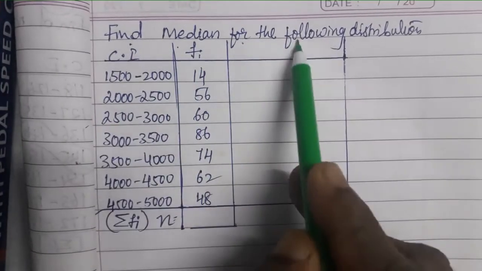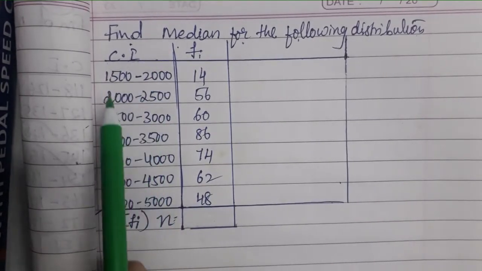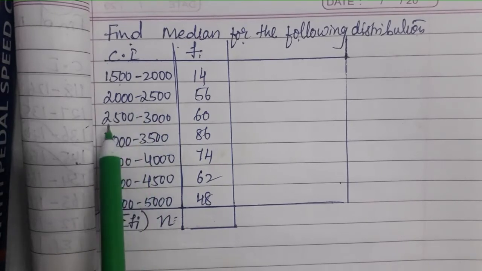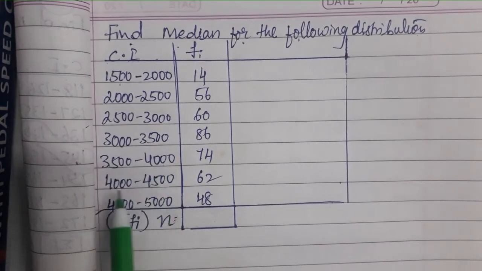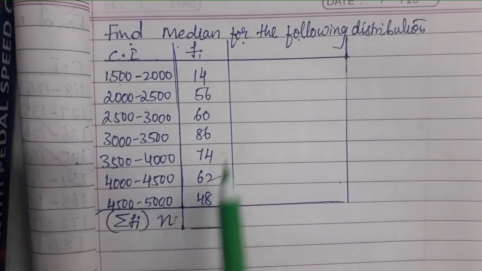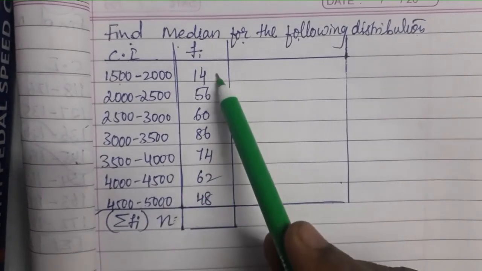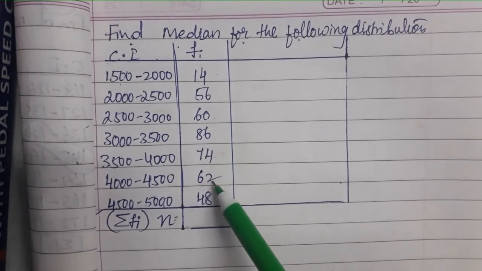Find the median for the following distribution. What is the distribution? Class interval is given: 1500 to 2000, 2000 to 2500, 2500 to 3000, 3000 to 3500, 3500 to 4000, 4000 to 4500, 4500 to 5000. Next, what is given? Frequency: 14, 56, 60, 86, 74, 62, 48.